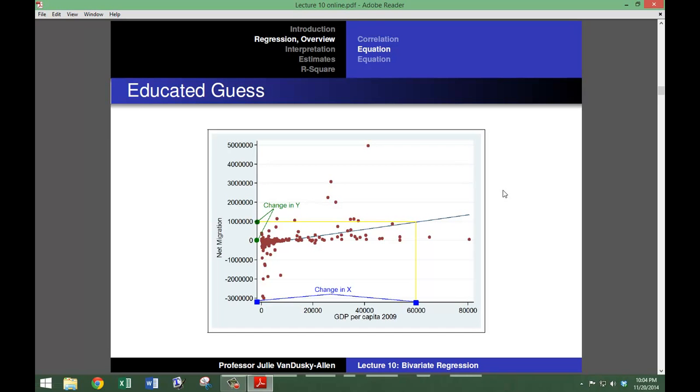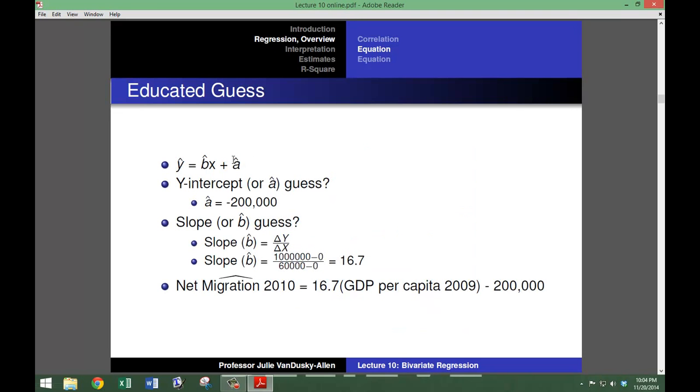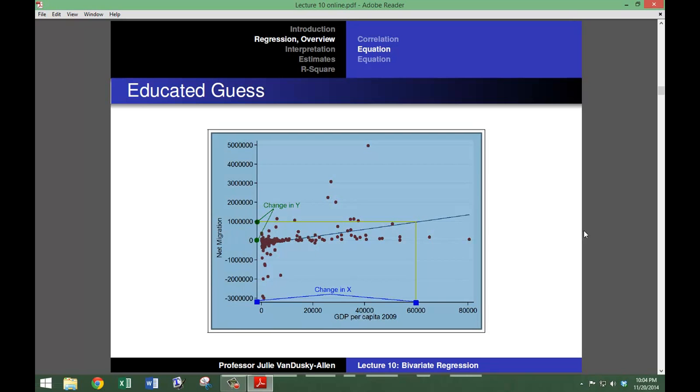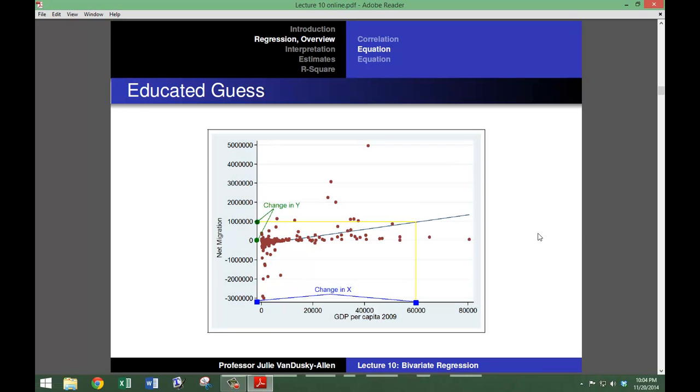Now imagine that instead of running a regression analysis, I tried to draw a line through the middle of these observations myself and tried to estimate the regression equation. The y-intercept, a hat, would be the value of y where the line passed through the y-axis. It looks like this line runs through the y-axis around the value of negative 200,000. So that will be our estimate of a hat.